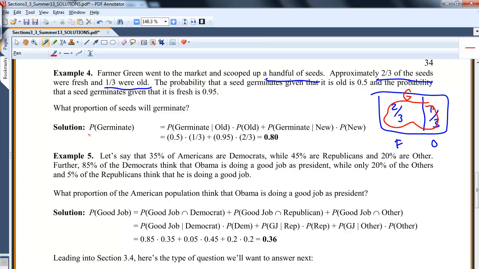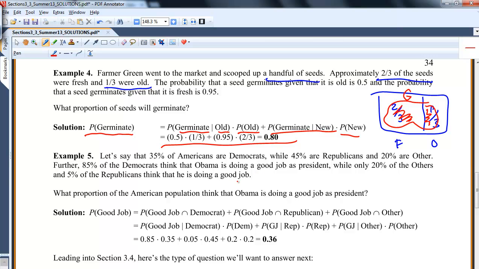So the probability I grab a seed and it germinates is the probability it germinates given it's sitting in the old category, times the probability it's old, plus the probability it germinates given it's in the new or fresh category, times the probability it's fresh. So that's where I'm just using that rule. And this is another one I kind of like.